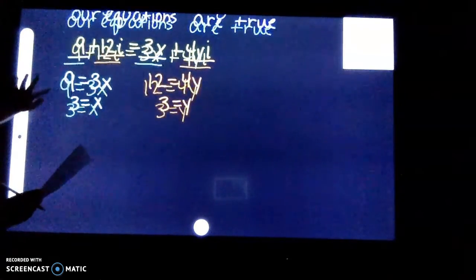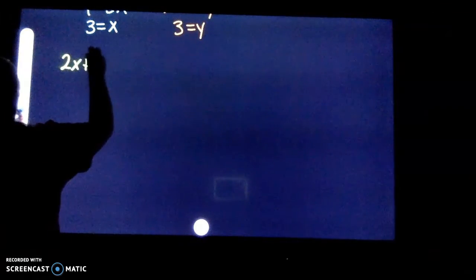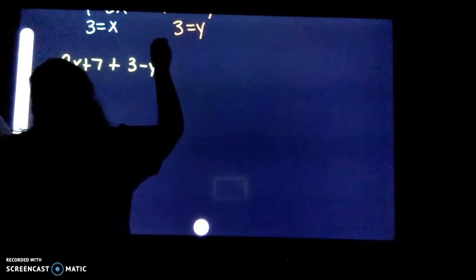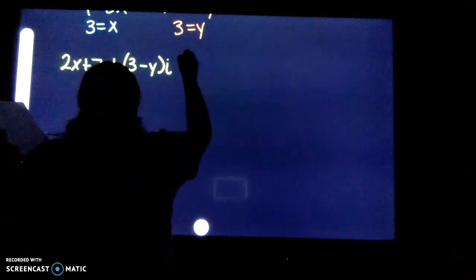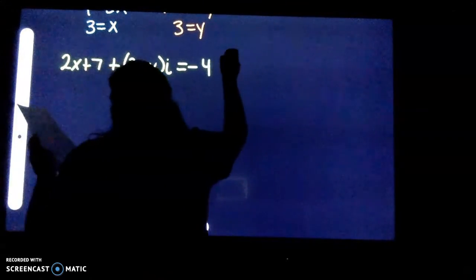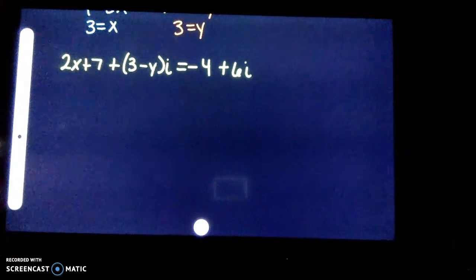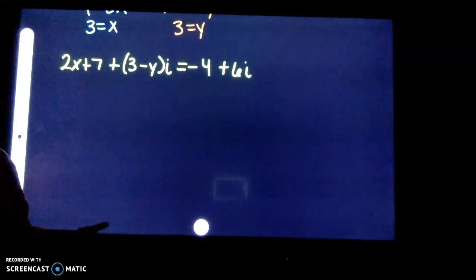Let's go ahead and do another one. This time, I'm going to have 2x plus 7 plus (3 minus y)i equals negative 4 plus 6i. So when I tell you that these are all complex numbers, that means they only contain a real portion and an imaginary portion.